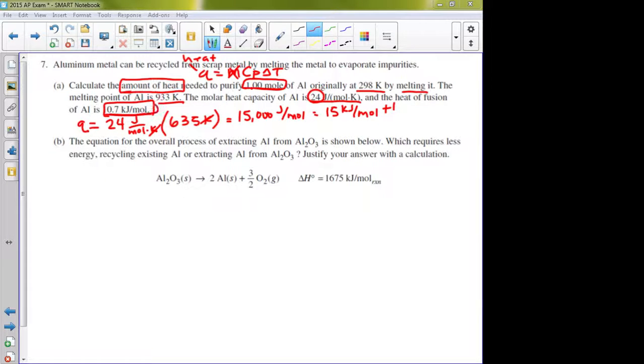And then this is how much it's going to take to go through the heat of fusion process. So I add 10.7 there. And if I do the correct rounding with sig figs, I get 26 kilojoules per mole, plus another point.